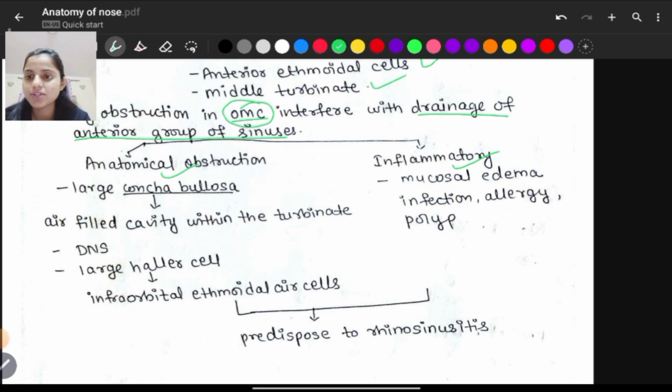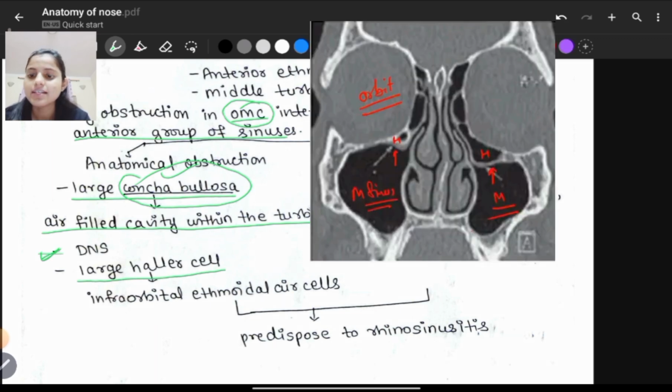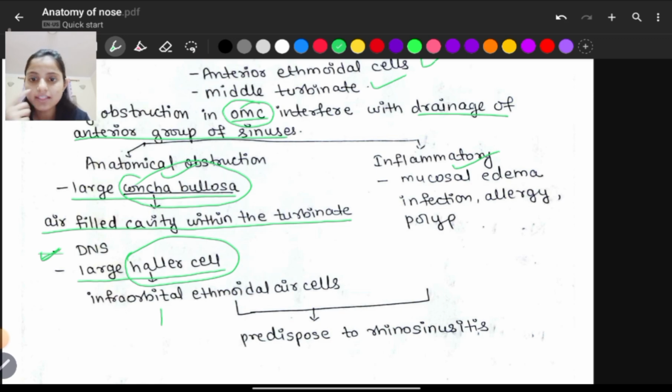Anatomical obstruction can occur because of a large concha bullosa. Concha bullosa is an air-filled cavity within the turbinate. A deviated nasal septum can also cause obstruction of the osteomeatal complex, which is an anatomical obstruction. If there is a large Haller cell, here in the CT scan below the orbit we can see the Haller cell, it can cause obstruction. Haller cells are the infraorbital ethmoidal air cells. Inflammatory obstruction occurs if there is mucosal edema due to infection, allergy, and polyps. This anatomical obstruction and inflammatory obstruction predispose to rhinosinusitis.